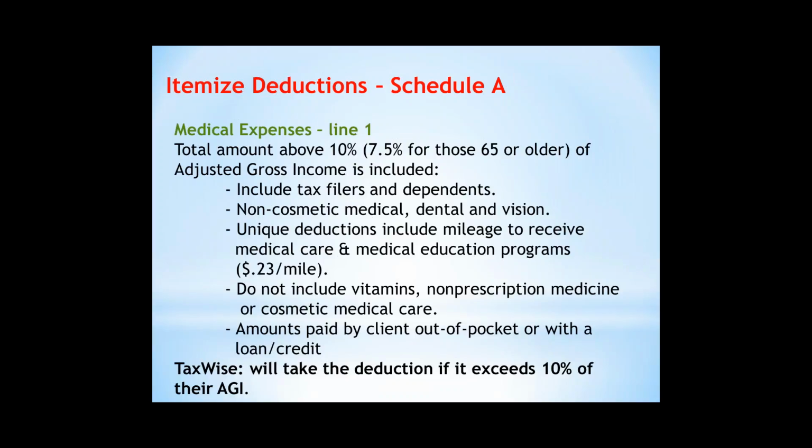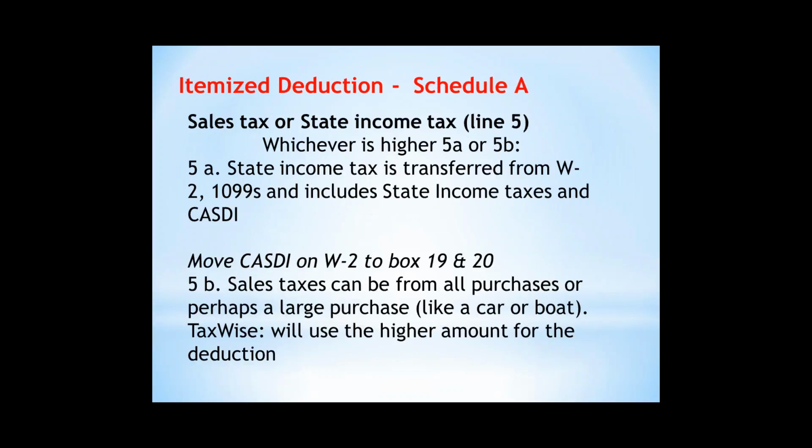TaxWise will automatically take the deduction if it exceeds the 10% of their AGI. Otherwise, it's just going to be zero. So a lot of people ask that. That's just how it's calculated for the Schedule A, and then our software does that. But if the person were to file their own tax return, that's technically the correct way to do it.